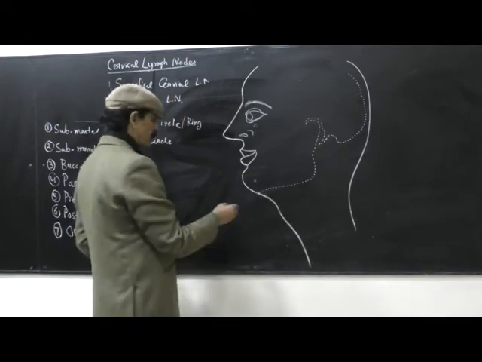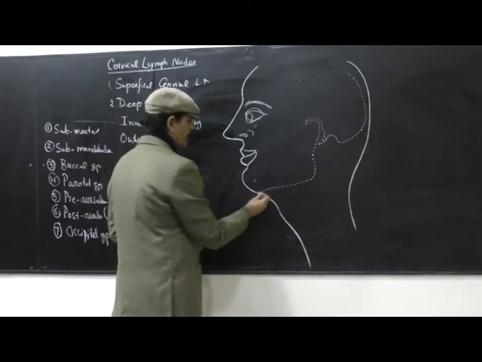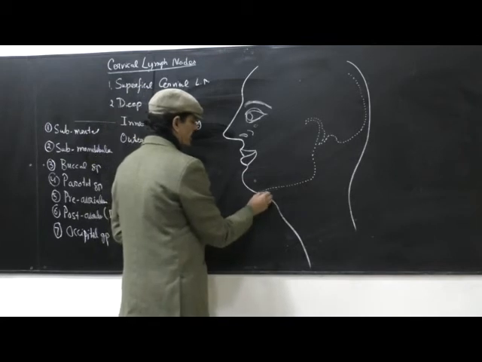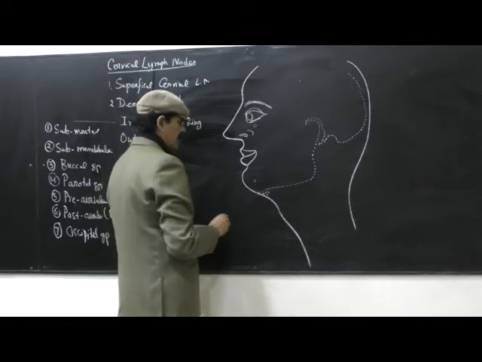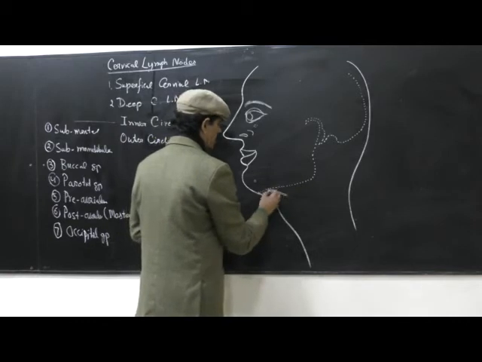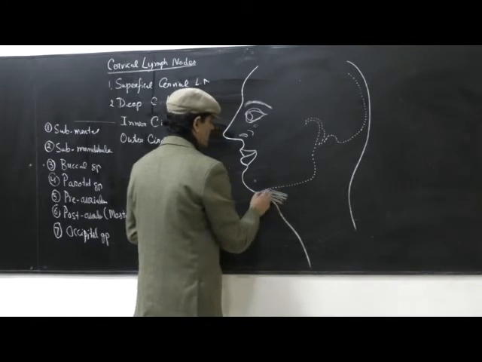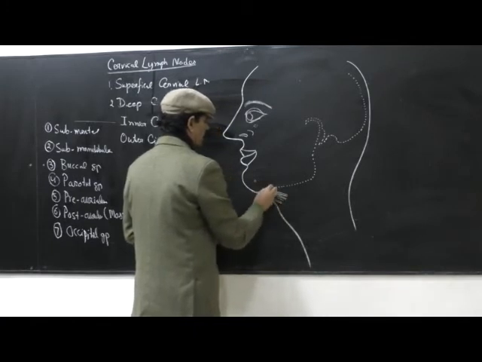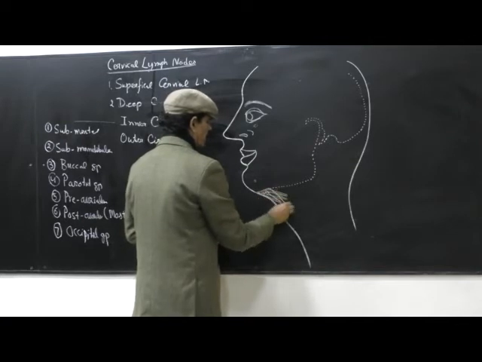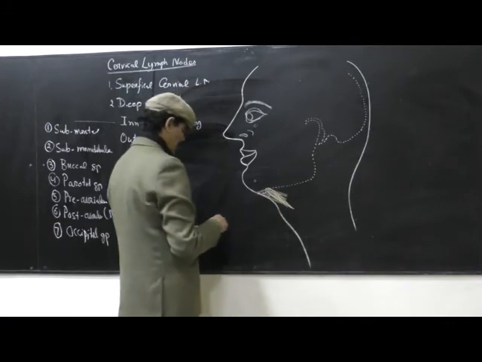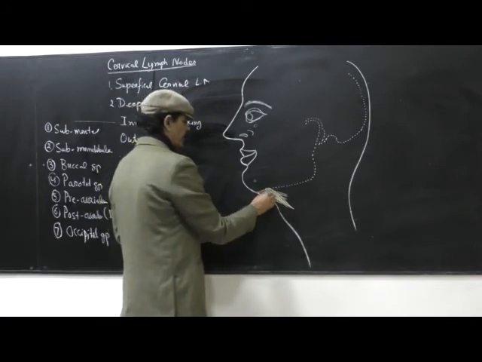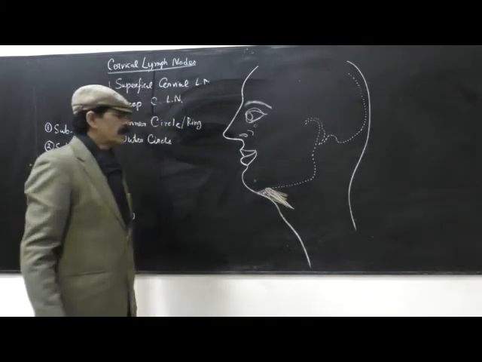So first is the submental. As the name suggests, the submental lymph nodes are present below the chin. They are 3 or 4 in number. They lie on a muscle called the mylohyoid muscle, and in between the two anterior bellies of the digastric muscle. So this is the submental group.